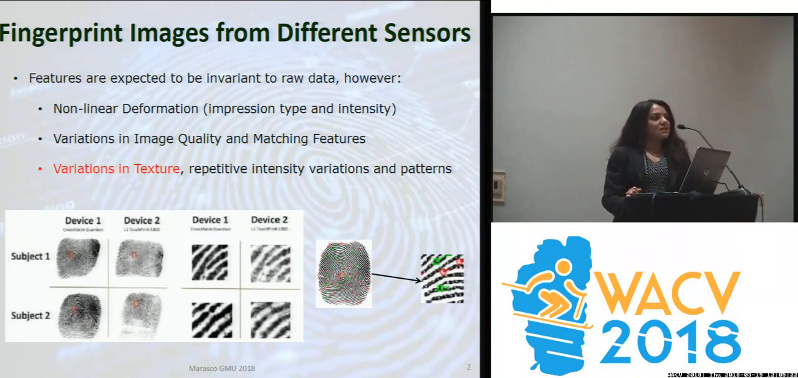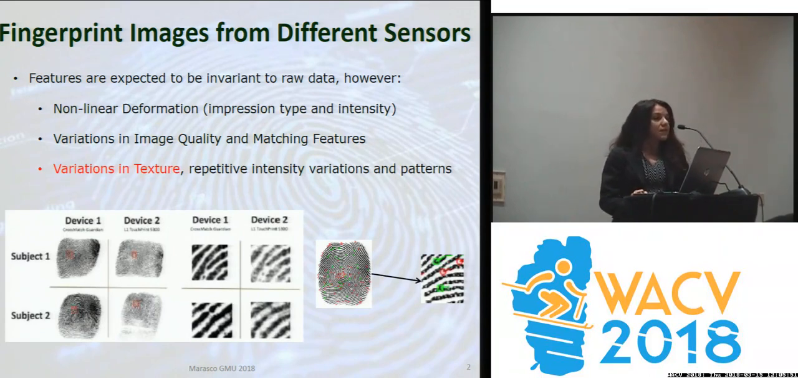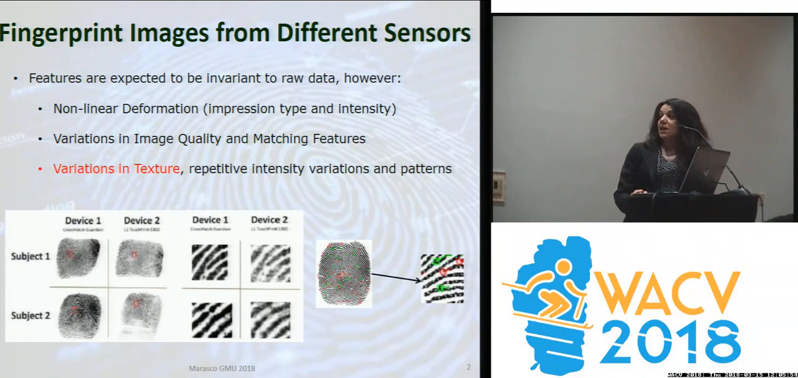Device diversity does induce variations in the images. We want, of course, that the representation of the identity is invariant to raw data. But we did notice differences even visually, as we can see in the figure here, due to nonlinear deformation mainly, related to, for example, impression type, intensity, and how the user interacts with the sensor, on different devices.